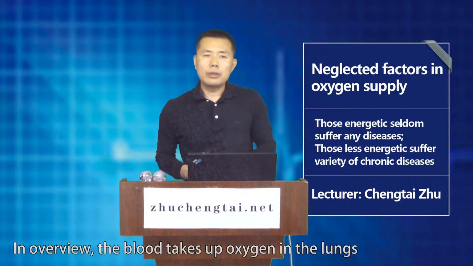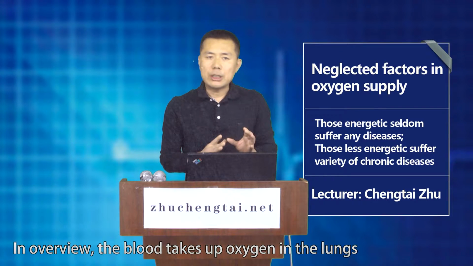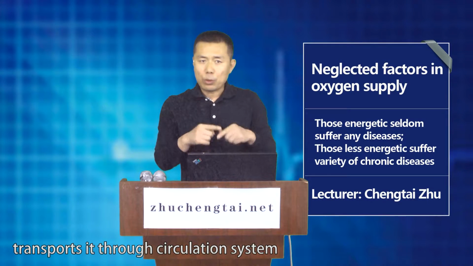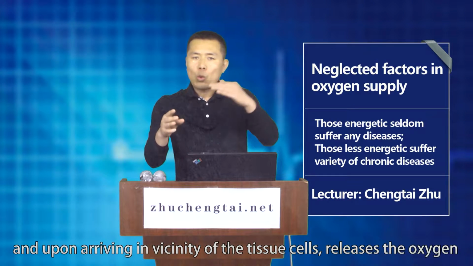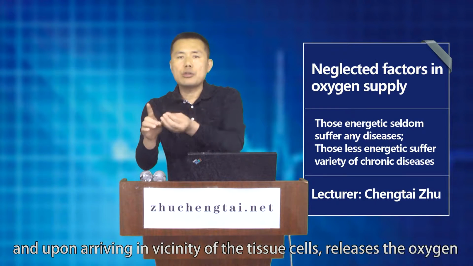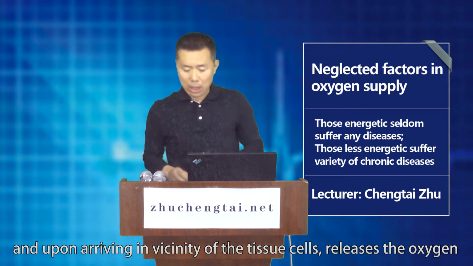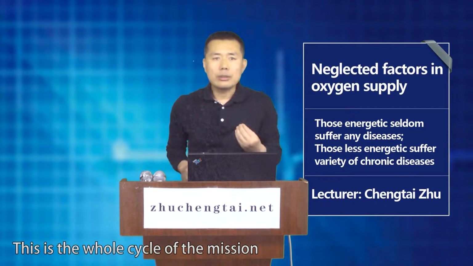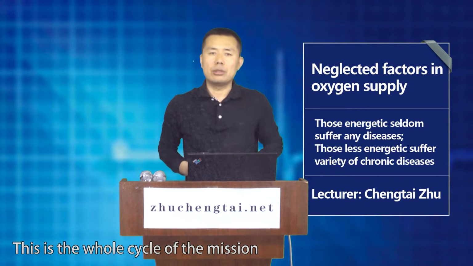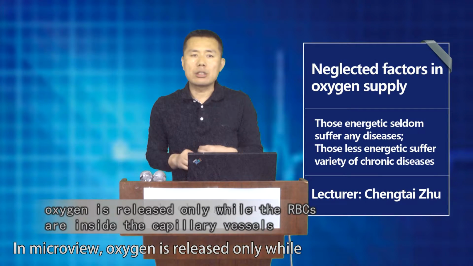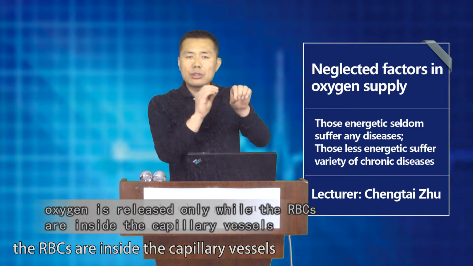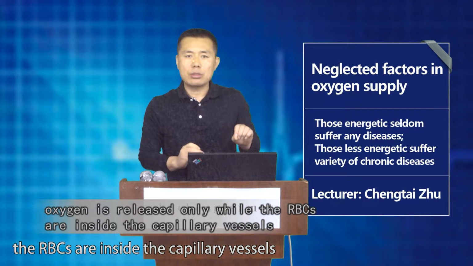In overview, the blood takes up oxygen in the lungs, transports it through the circulation system, and upon arriving in the vicinity of the tissue cells, releases the oxygen. This is the whole cycle of the mission. In micro view, oxygen is released only while the RBCs are inside the capillary vessels.